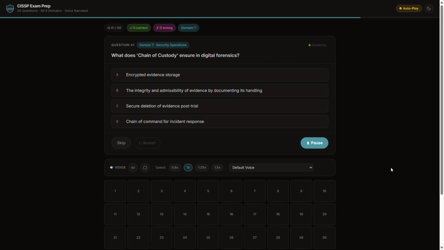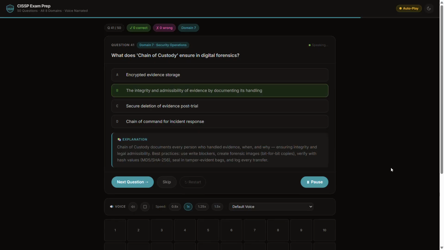Question 41. What does chain of custody ensure in digital forensics? Options: A. Encrypted evidence storage. B. The integrity and admissibility of evidence by documenting its handling. C. Secure deletion of evidence post-trial. D. Chain of command for incident response.